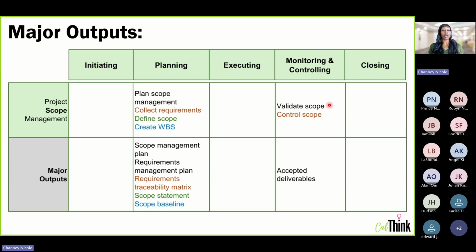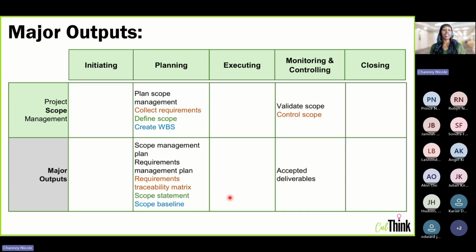Now, moving over to monitor and control. Validate scope has a main output of accepted deliverables. Deliverables that are accepted are from the customer. This is a very customer-focused process, okay? You'll notice control scope does not have any outputs, and that's the case for most of the monitor and control processes. They really don't have any major outputs to consider. Most of your major outputs are going to come from the planning area of the process grid.